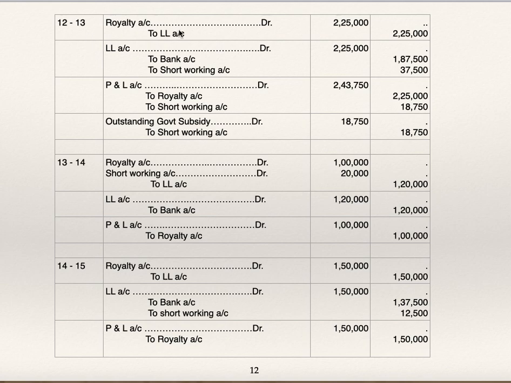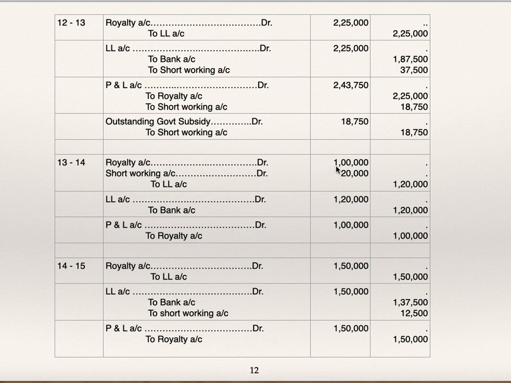For the year 12-13, royalty to landlord 2,25,000. Landlord account debit 2,25,000, to bank 1,87,500, to short working 37,500, recovery of short working. Profit and loss account debit to royalty 2,25,000, to short working 18,750. This is short working written off. Outstanding government subsidy to short working 18,750. Outstanding cash subsidy due from government.